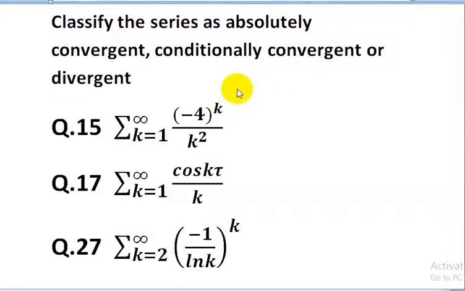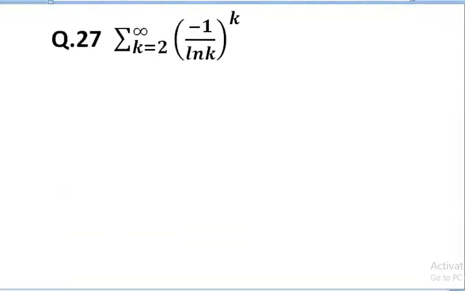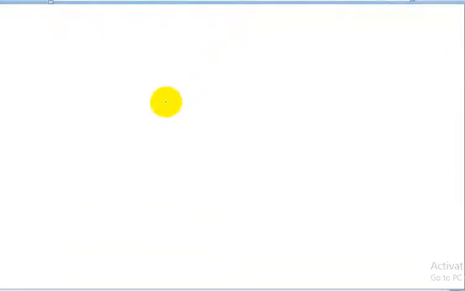Welcome student. In today's lecture we will solve some questions related to absolute and conditional convergence. Some questions are shown on the screen. We will try to solve these questions. Before solving these questions, first I briefly discuss absolute and conditional convergence.